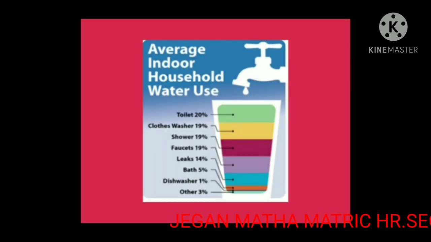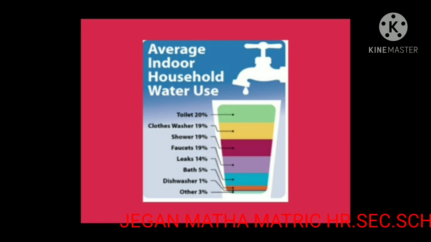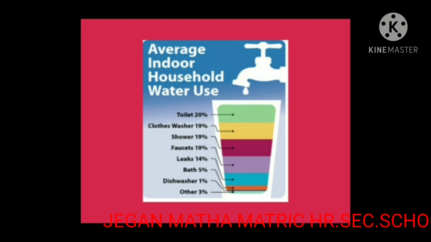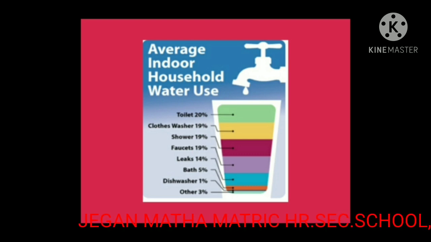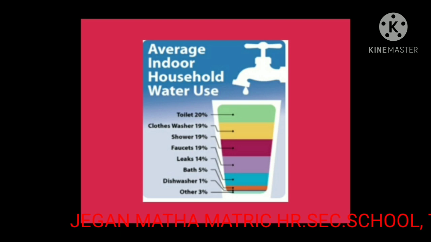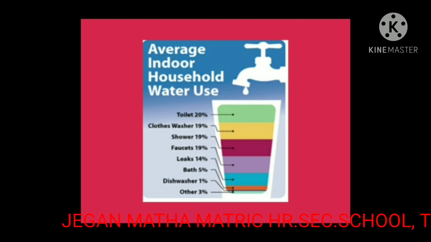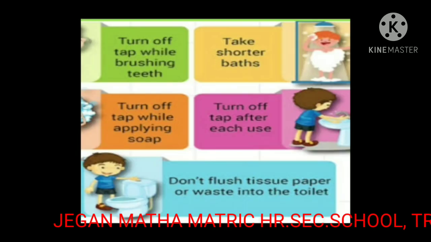Here is the average indoor household water use. For toilet, 20% of water is used. Clothes washer, they are using 19% of water. Shower also 19%. Faucets is also 19%. Leakage in our houses, it is 14%. For taking bath, we use 5% of water. Dishwashing will take 1% of water. For other uses, we use 3% of water.